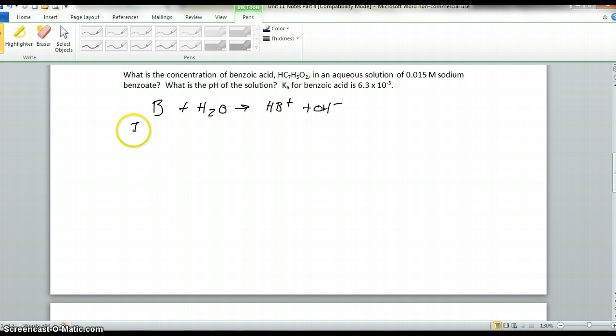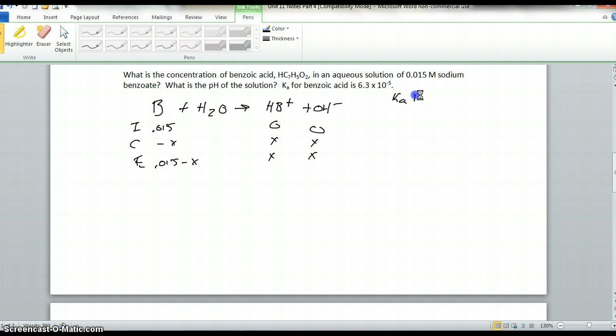So when we do our ICE chart, like we normally would, this is 0.015 to start with, because sodium benzoate, the benzoate ion, would be 0.015. This would be 0, 0. So minus x, 0.015 minus x, x, x. Now, we're using a base equation, but we're given Ka. So you're going to have to solve for Kb, because we need it because we have a base equation.